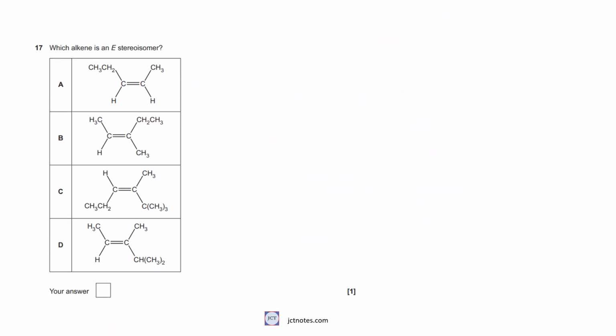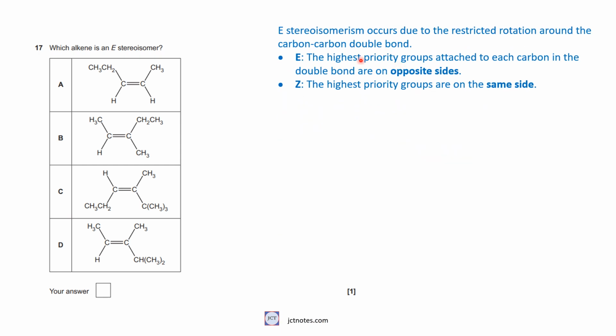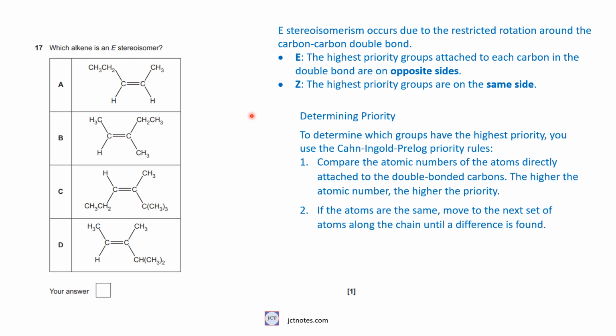In question 17, we are asked to identify which alkene is an E stereoisomer from a given list. E stereoisomers are those with the highest priority groups attached to each carbon in the double bond on opposite sides. To determine which groups have the highest priority, we use the Cahn-Ingold-Prelog priority rules. First, we compare the atomic numbers of the atoms directly attached to the double bonded carbons. The higher the atomic number, the higher the priority. Second, if the atoms are the same, we move to the next set of atoms along the chain until a difference is found.